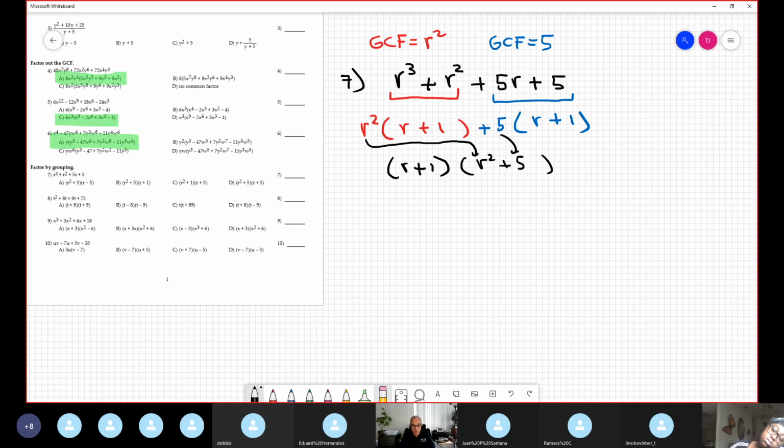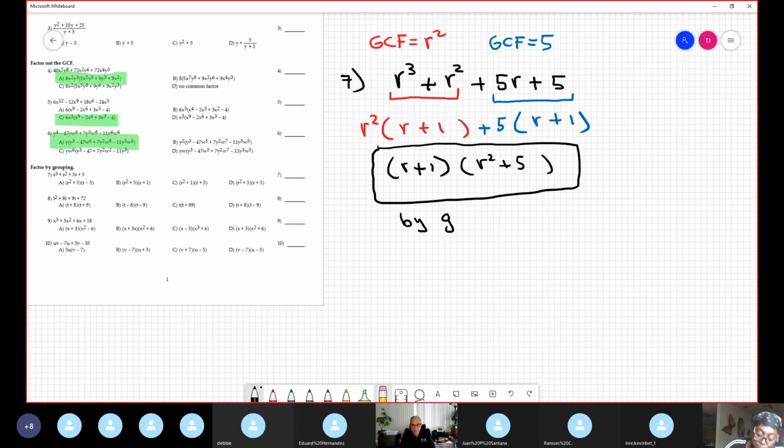And what is my final answer? Well, my final answer is this factorization. This is factorization by grouping. One clue to detecting an easy case of grouping is when you have 4 terms. So when it's a polynomial that contains 4 terms: 1, 2, 3, 4. The original problem contains 4 terms, so by grouping.